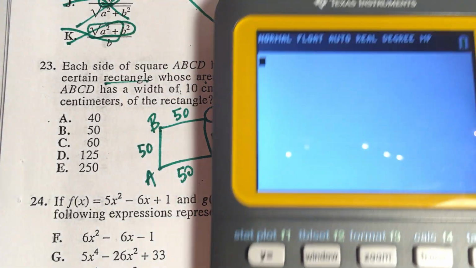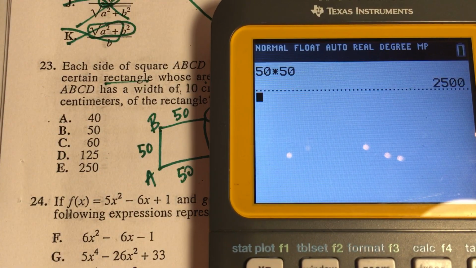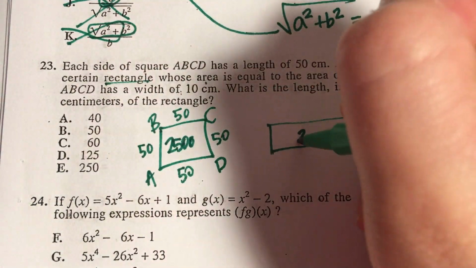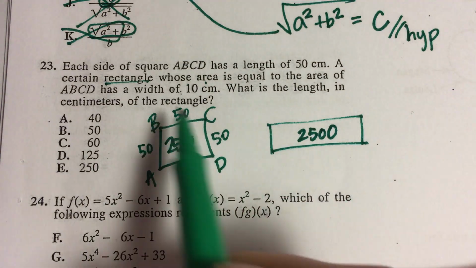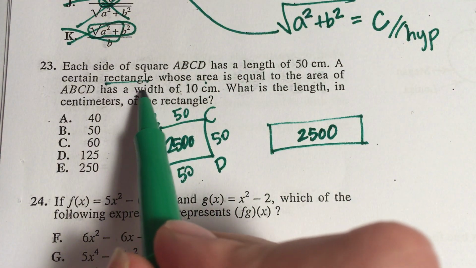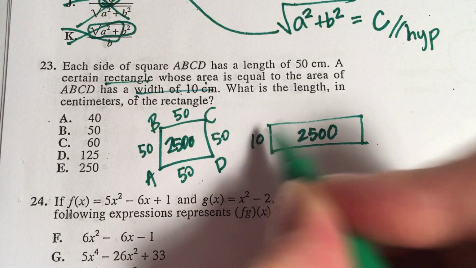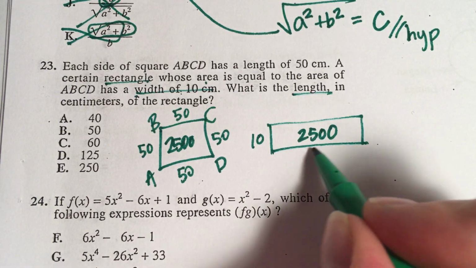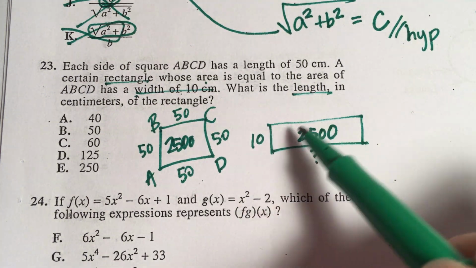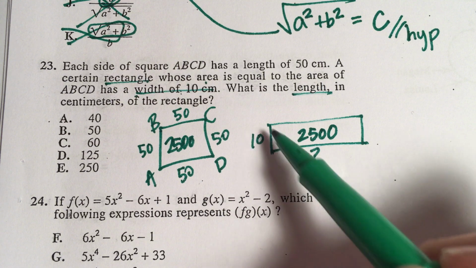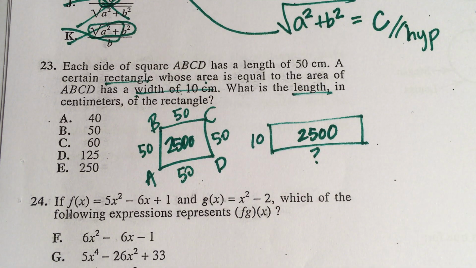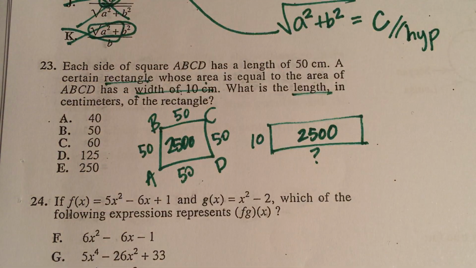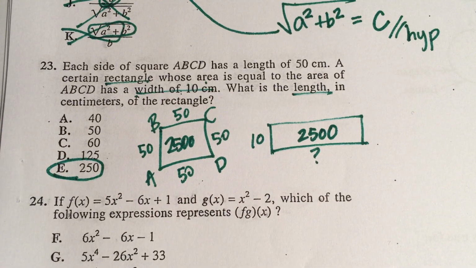So I just go to my calculator. 50 times 50 is 2,500. This one's also 2,500. And it says that the rectangle has a width of 10 centimeters. So I know this is 10. Then it says what's the length in centimeters of the rectangle. So we need to know what this is. If I know that 2,500 is length times width, and I want to get rid of the 10, like the backwards box, I can just divide. So I'm going to do 2,500 divided by 10. That's going to give me 250. So I know my answer is E.